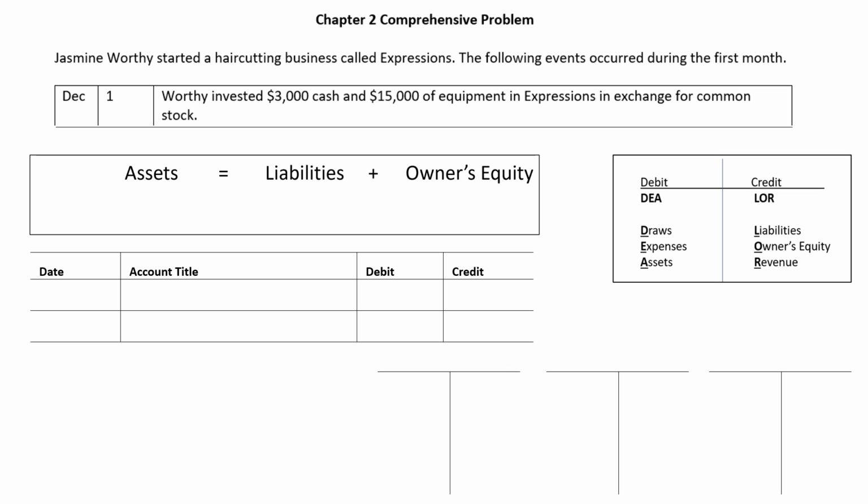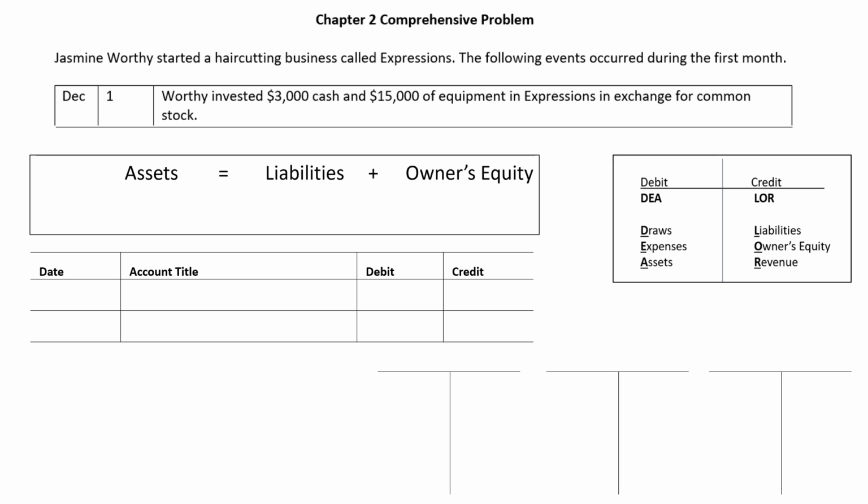This video will show you how to complete the Chapter 2 comprehensive problem from beginning to end. So Jasmine Worthy started a haircutting business called Expressions. The following events occurred during the first month. December 1st, Worthy invested $3,000 cash and $15,000 of equipment in Expressions in exchange for common stock.